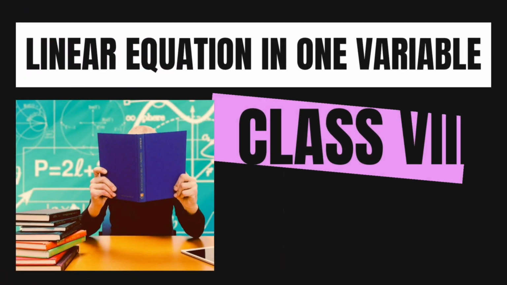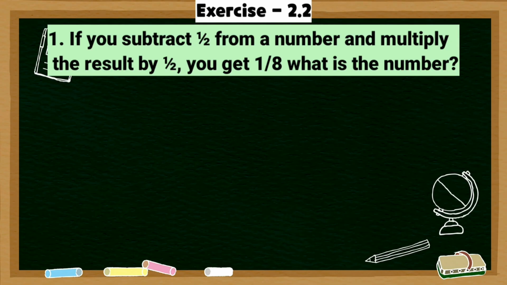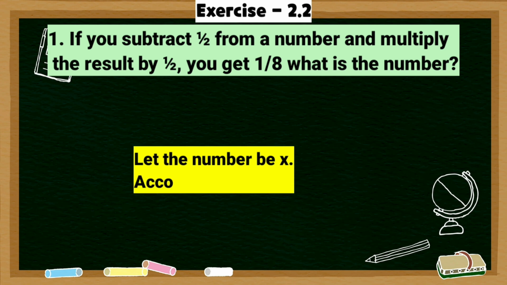Hello everyone. In this class we are going to solve chapter 2, linear equation in one variable, exercise 2.2. So the first question is, if you subtract 1 by 2 from a number and multiply the result by 1 by 2, you get 1 by 8. What is the number? Here we don't know what the number is, so let the number be x. हम सबसे पहले number को x मानेंगे.